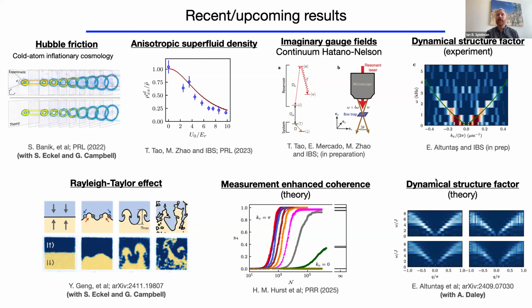Two related projects, both with theory at the bottom and experiment on the top, use weak measurement to discern time-separated correlation functions, of which the dynamical structure factor is one example. And in a different lab, but actually with Gretchen and Steve again, we've observed the Rayleigh-Taylor effect recently, and that's on the archive. And in the vein of entanglement transitions in time, I have some theory work with my colleague Hilary Hurst.